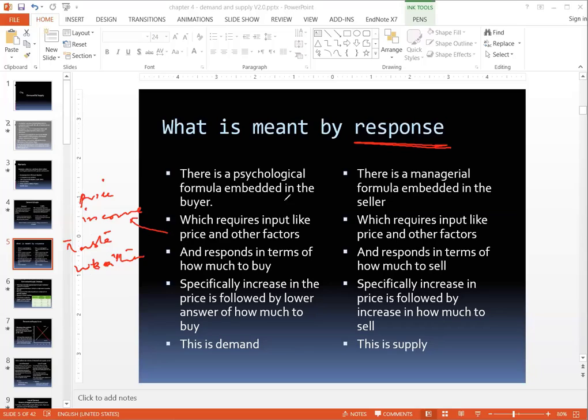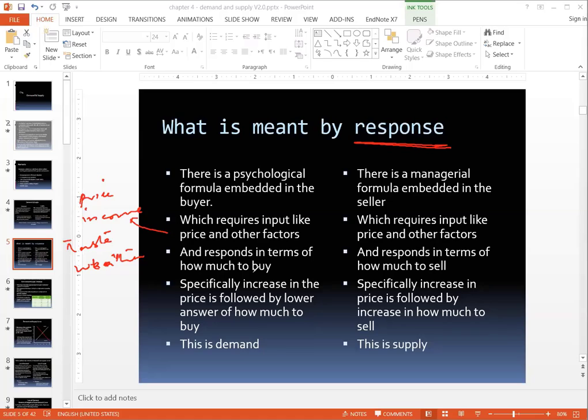There's a formula in the head of the buyer, and I call it psychological because we cannot see that formula. There's no physical evidence that the formula exists. That formula depends upon price and other factors. I have given three more. So these are the inputs. Suppose the inputs are entered into the psychological formula, and the formula gives us an answer, in terms of how much to buy. It's like a calculator where you enter some numbers and it gives us the answer.